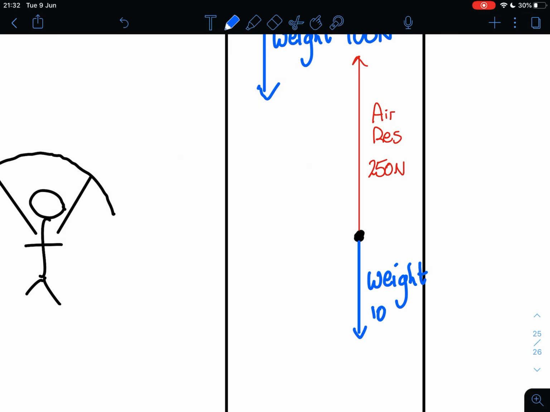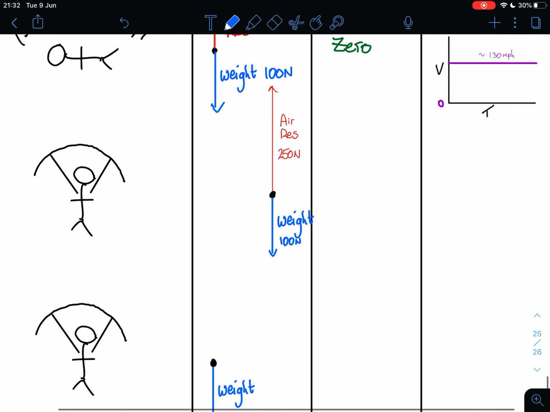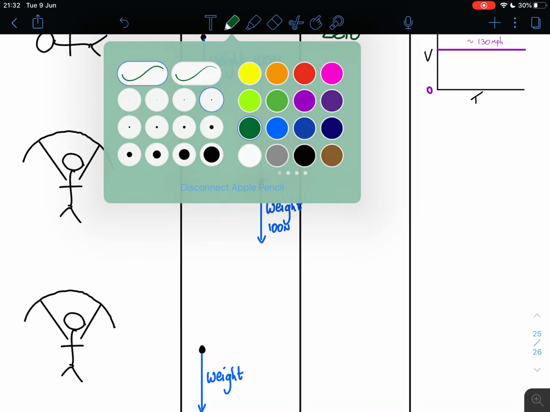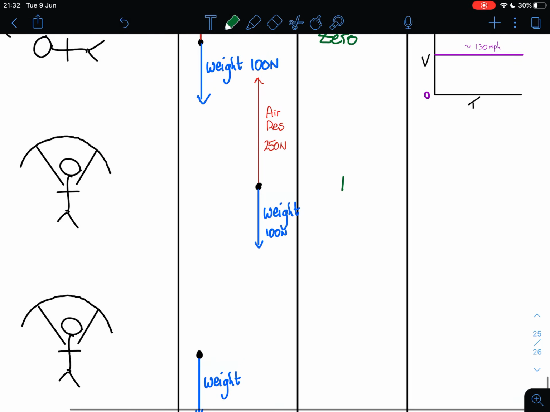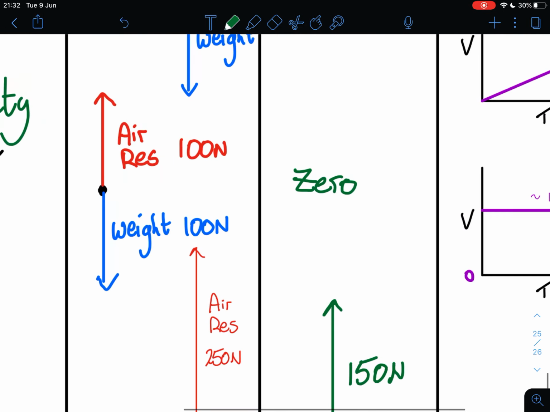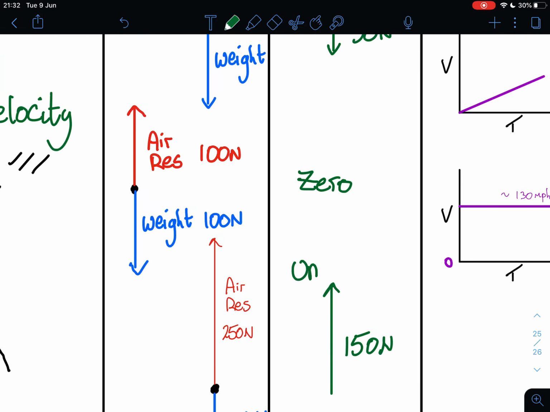This is still 100 unless you've pooped yourself. And frankly, looking out of a plane, you probably want to. That means now my resultant is acting upwards with a resultant of 150 newtons. And again, I forgot to mention it here. I have unbalanced there. But here, where it was 0, I have balanced forces.